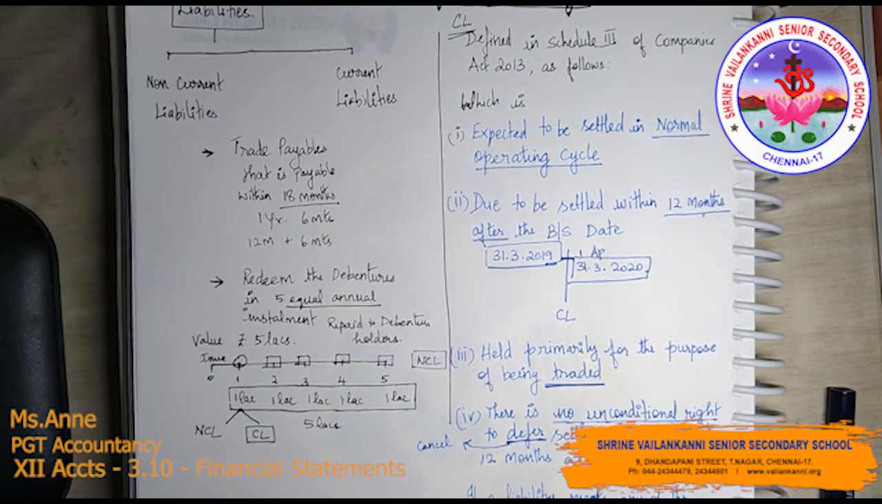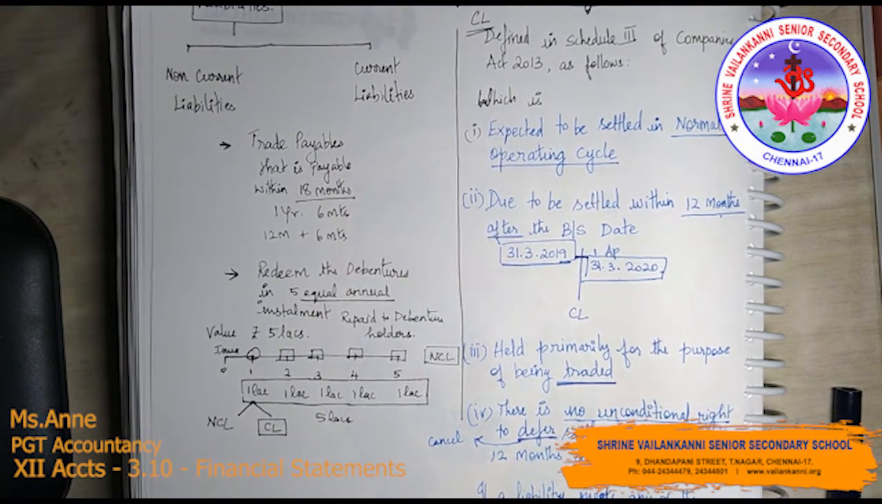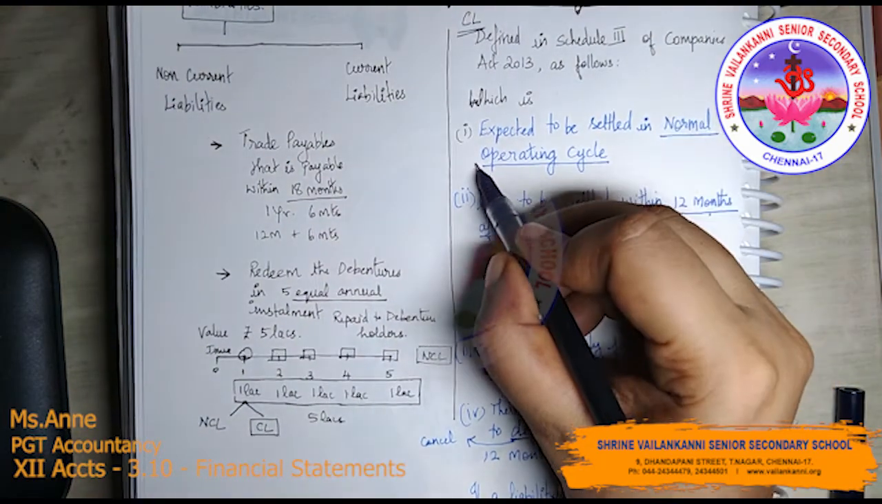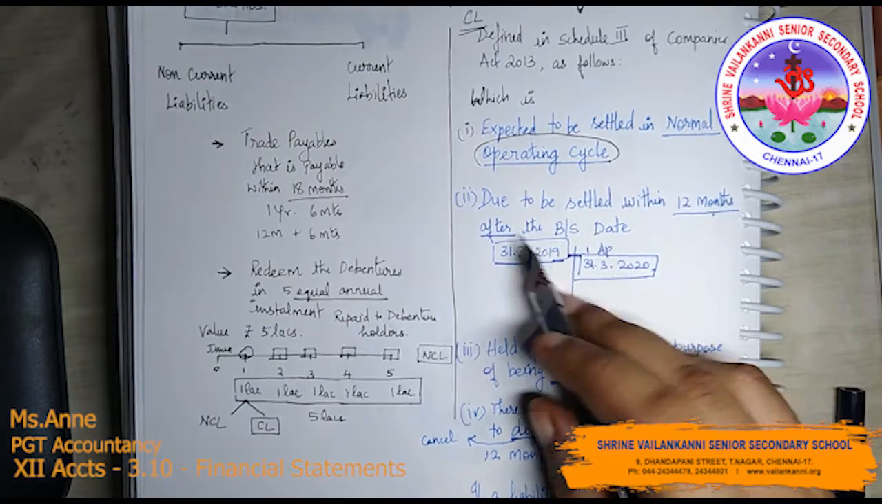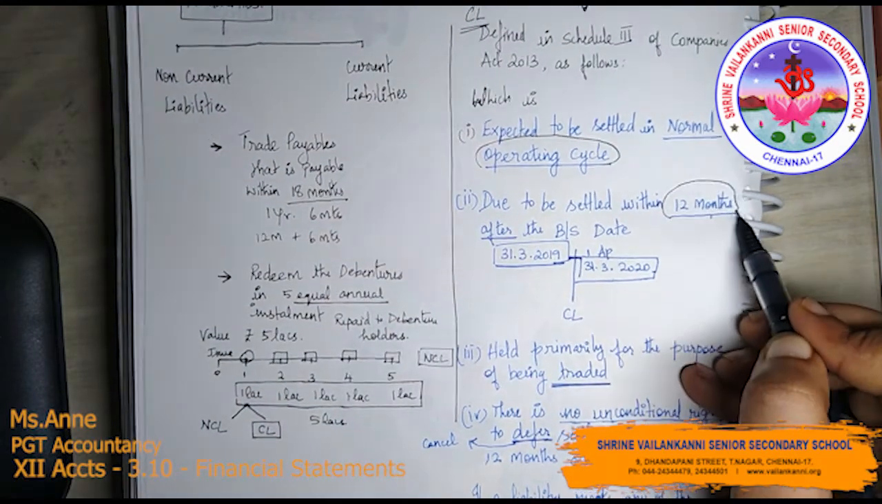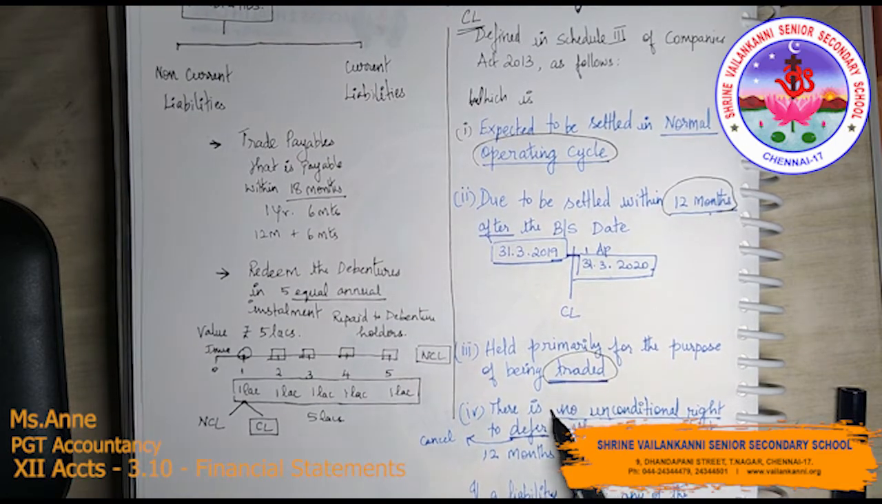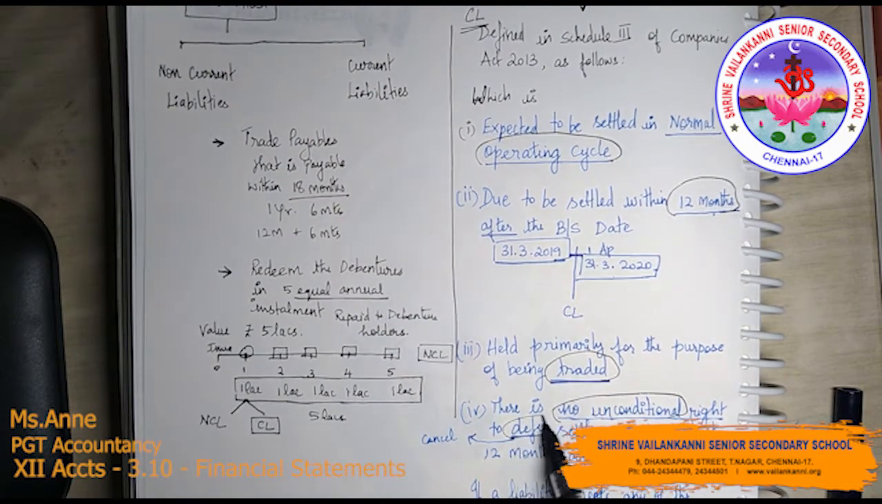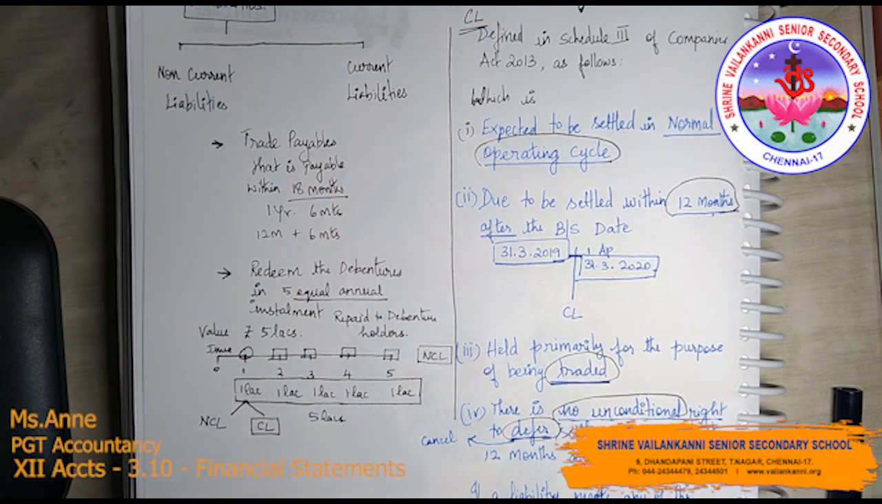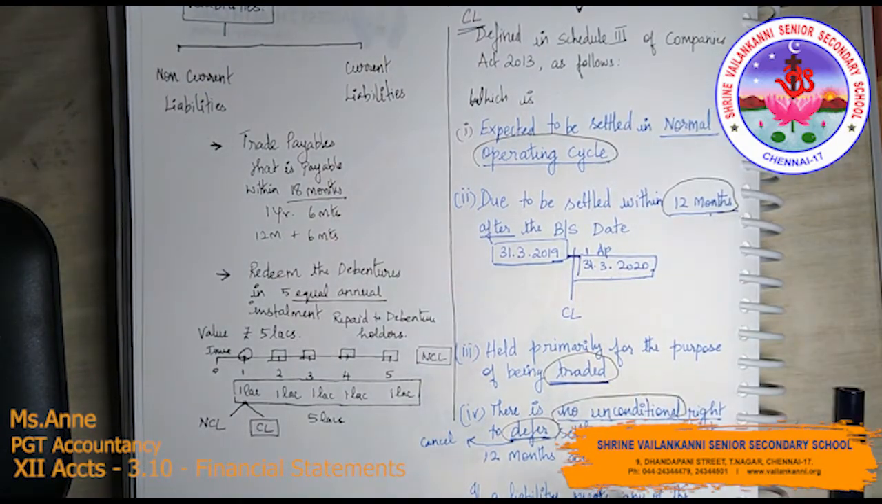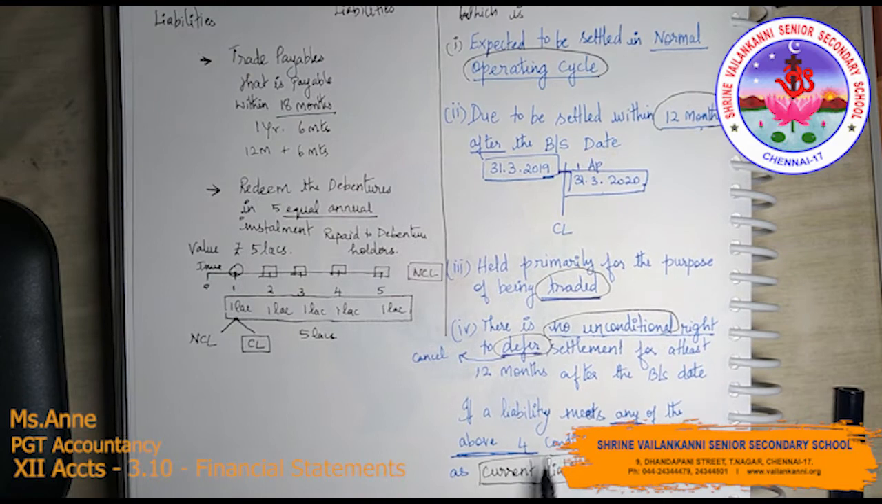I hope that you are able to get this point. So it will be shown as current liability. First one, it should be in the normal operating cycle. Second one, due to be settled within 12 months. Third thing, it should be for trading. And fourth one, there is no unconditional right to defer settlement. Then in that case, if the liability meets any of these four criteria, then it will be called as current liability. Okay.